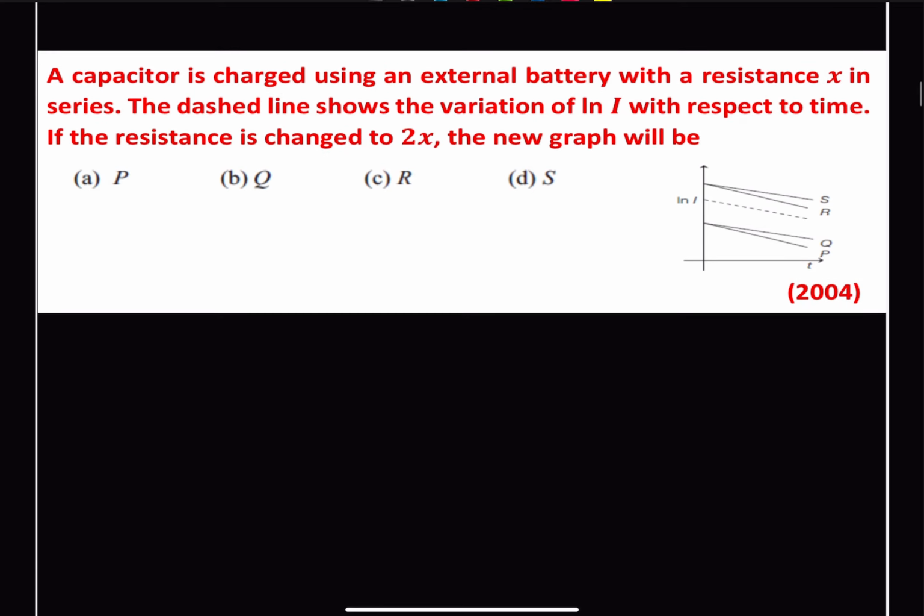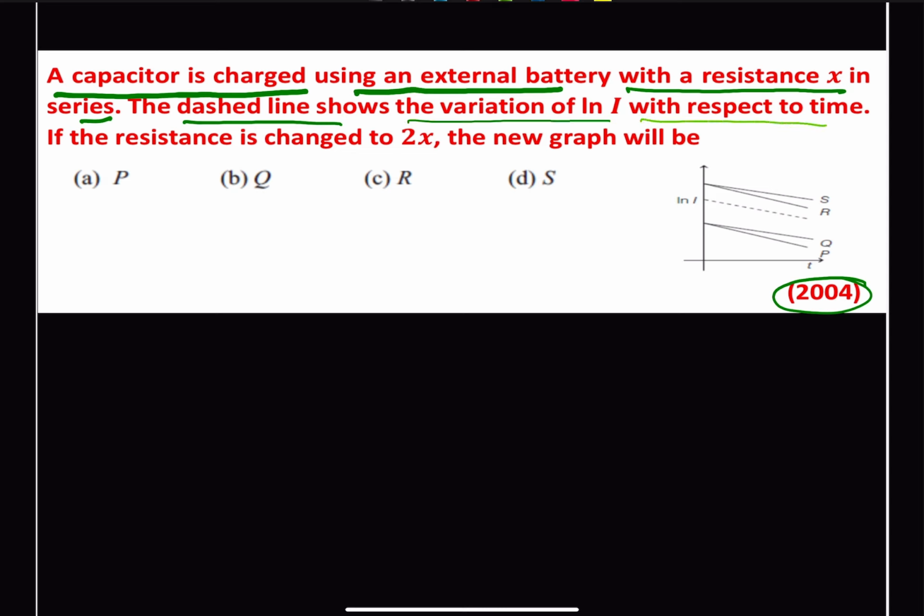It was asked in the year 2004, and it states that a capacitor is charged using an external battery with resistance X in series. The dashed lines show the variation of natural log of I with respect to time. If the resistance is changed to 2x, then the new graph will be. So we can divide this question based on 2 parts.